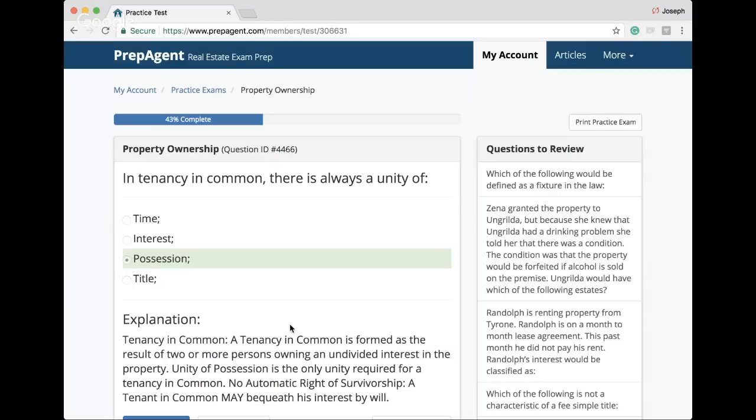So here's my question for you guys. These are types of concurrent ownership, joint tenancy and tenancy in common. Okay? What do you call the type of ownership when you're alone, when you are solo? We went through this before. What do you call that? And that is severalty. Good. Excellent.